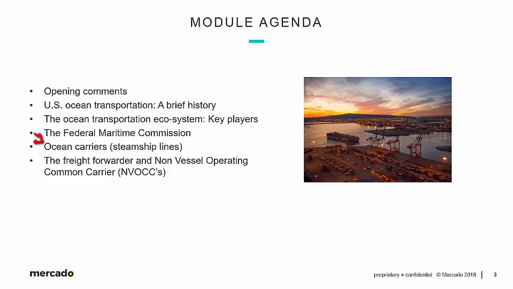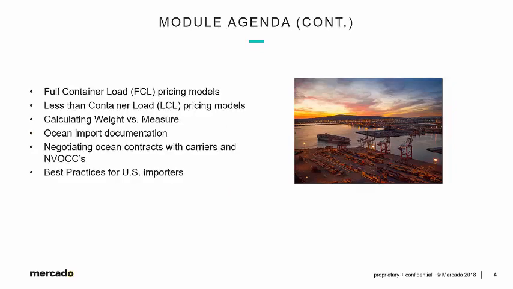We'll take a deeper dive into ocean carriers, the steamship lines as they're often called, and then a really deep dive into the freight forwarder and the non-vessel operating common carrier, which can be one and the same, but we'll get into that in upcoming slides. We're going to study pricing models in some detail as well, baked into the first 2 bullet points: full container load, FCL pricing models, basically how price determinations are made and what comprises the pricing itself. Less than container load as well.